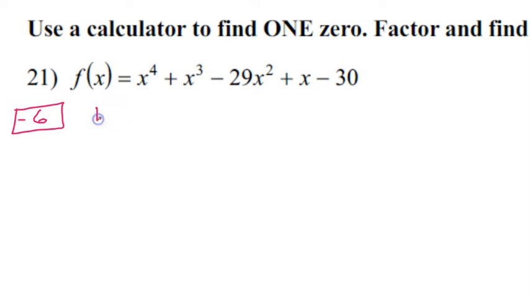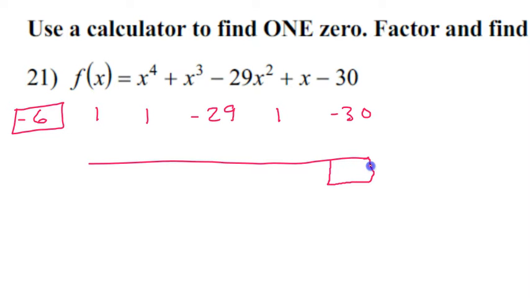So I'm going to have 1, 1, negative 29, 1, and negative 30. Okay, so if I bring down the 1, 1 times negative 6 is negative 6. Add these and you get negative 5. Negative 5 times negative 6 is positive 30. That leaves a positive 1. 1 times negative 6 is negative 6. Add these, you get negative 5. Negative 5 times negative 6 is positive 30. And of course, we get 0.